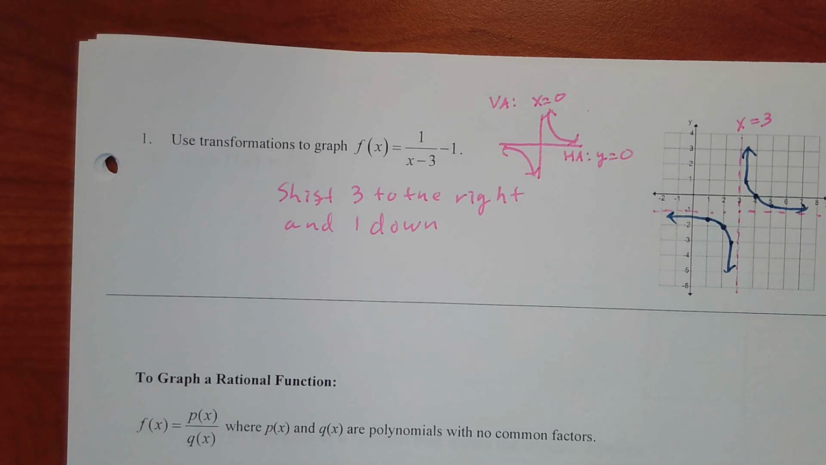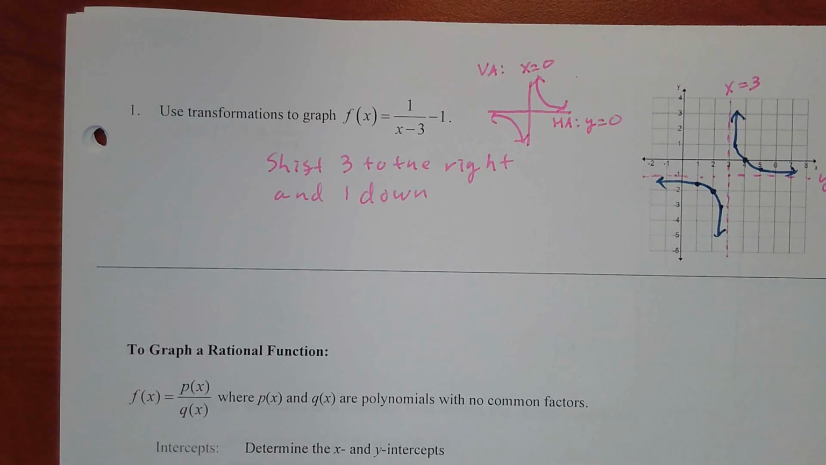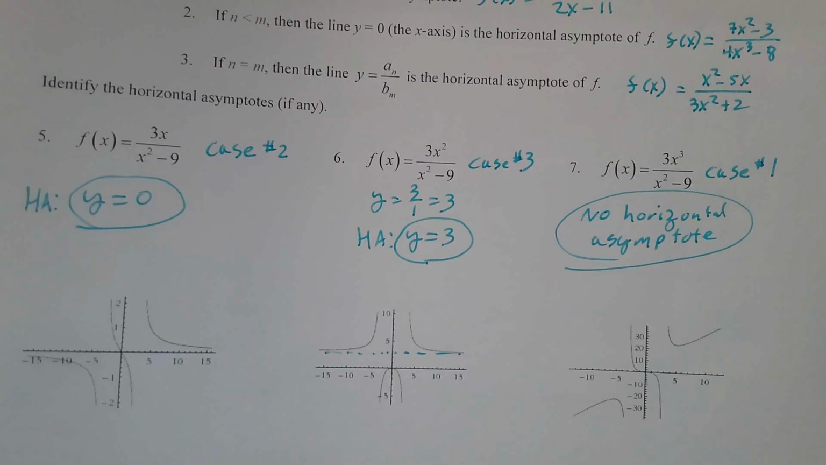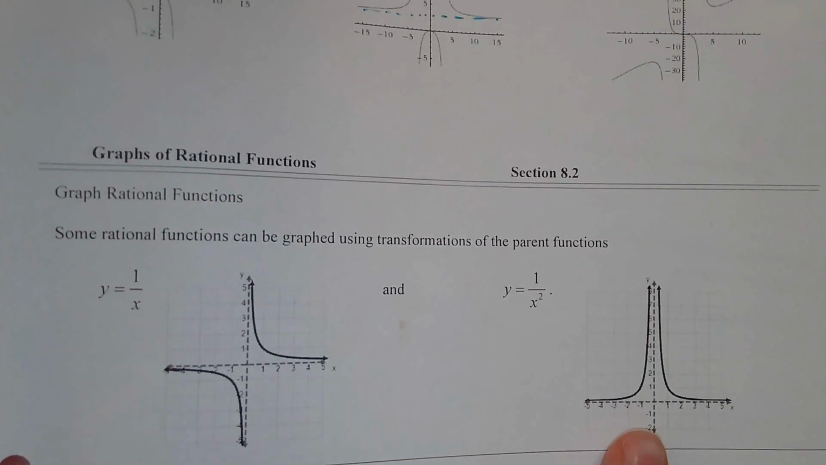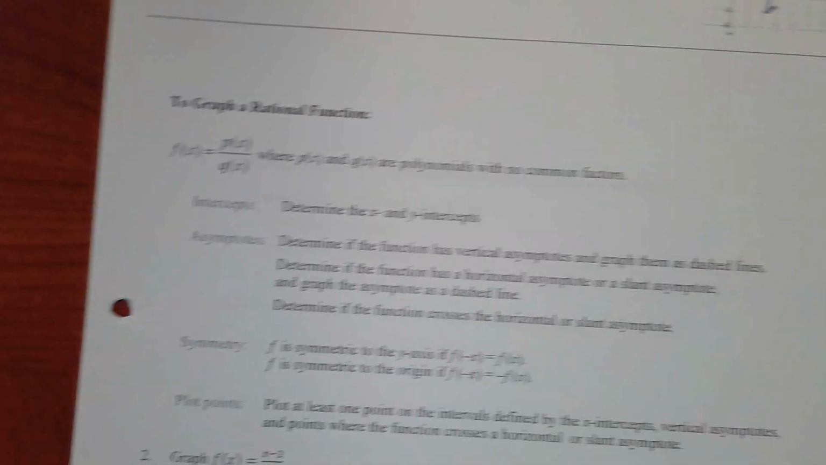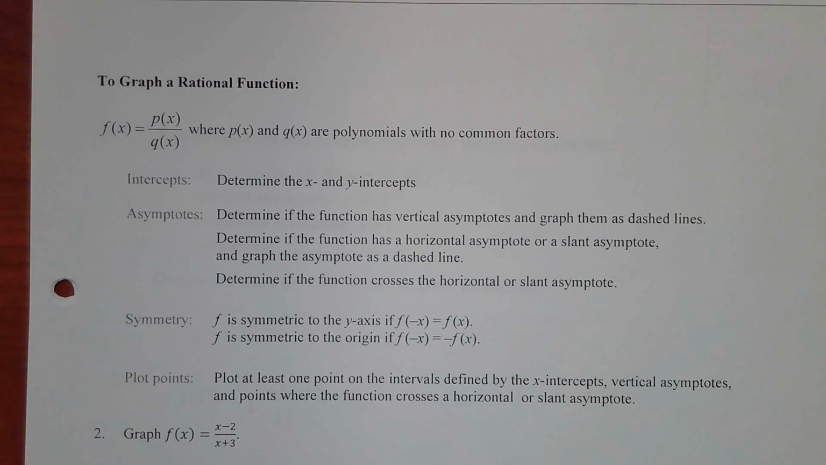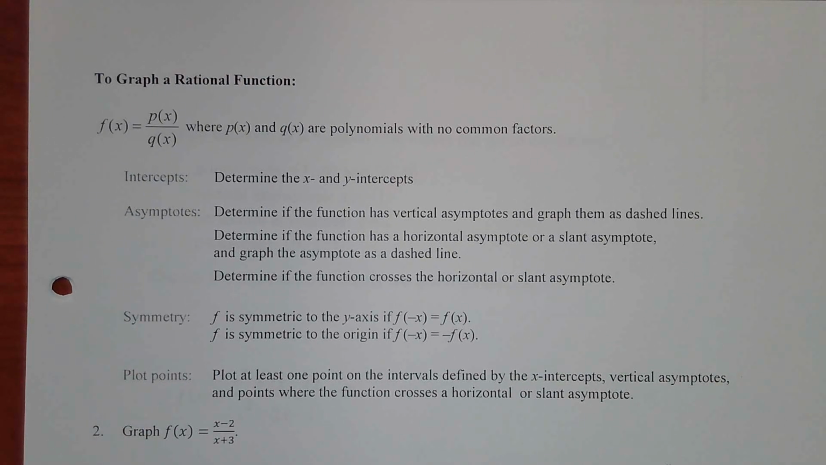So now let's talk about, okay, what if they're not one of these parent functions? So what if they're not one of these functions down here? So how do we graph rational functions in general? So you always want to make sure you've got them reduced to lowest terms. That's always the key. So before you do anything else, reduce those to lowest terms. Factor and reduce.